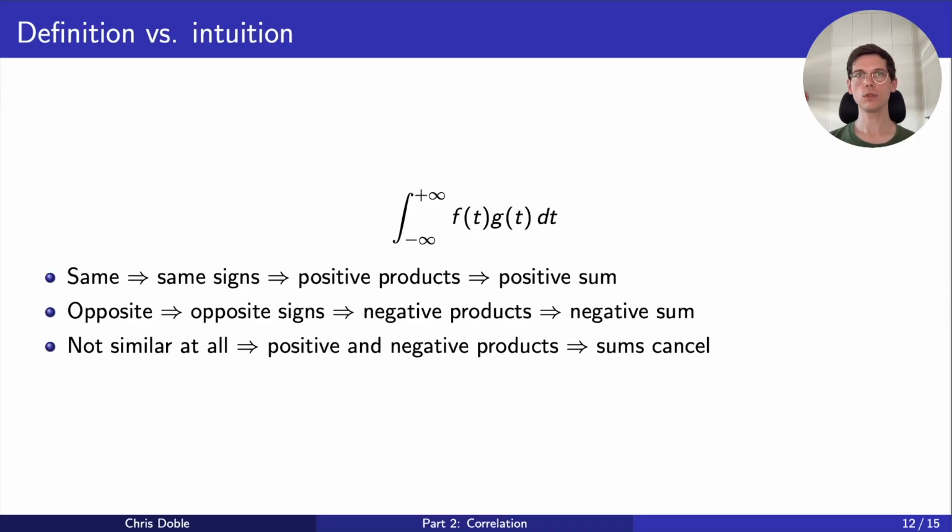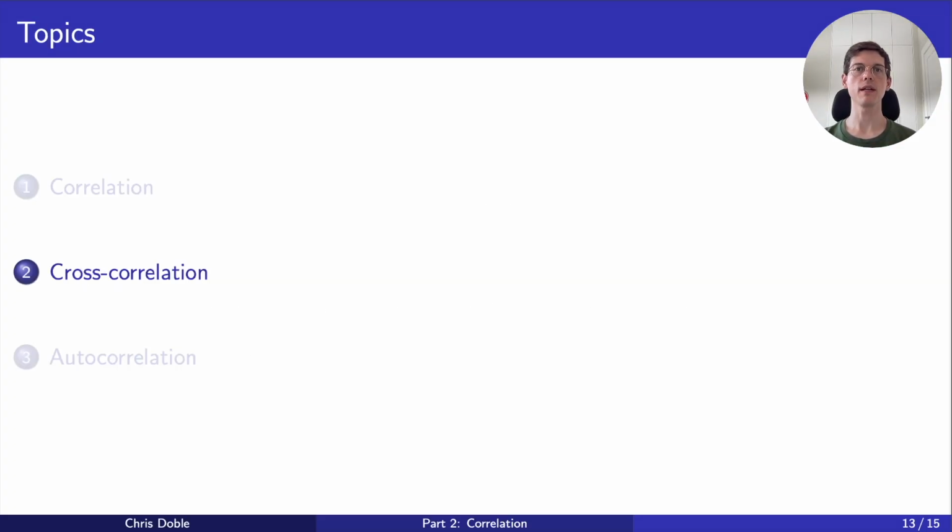And finally, if two signals are completely different, sometimes their product will be positive, sometimes it'll be negative, and overall they'll cancel each other out to give a correlation near zero. So the definition and our intuition seem to agree. So that was correlation. Next, let's build on our understanding of correlation to define cross-correlation.